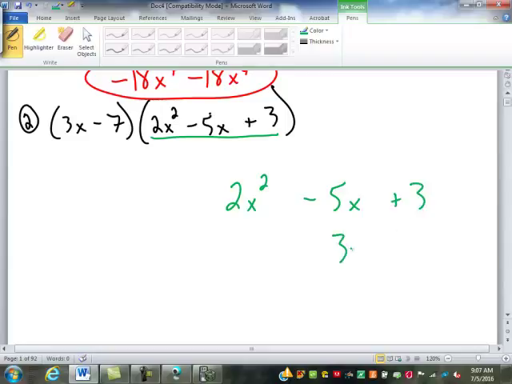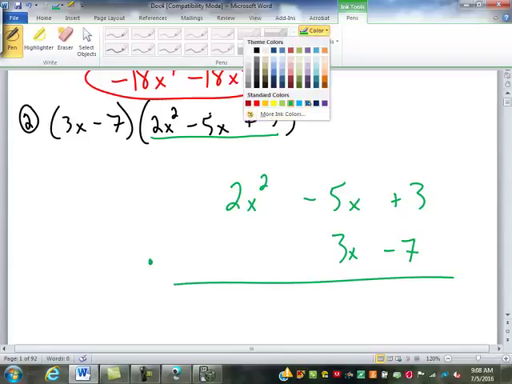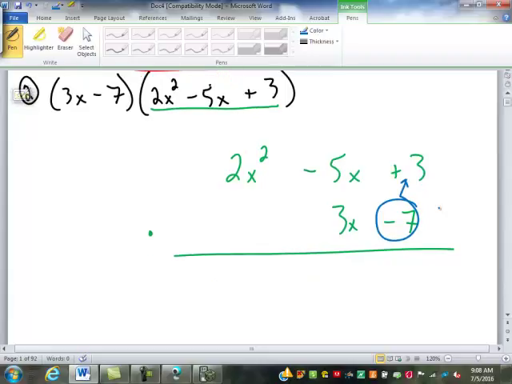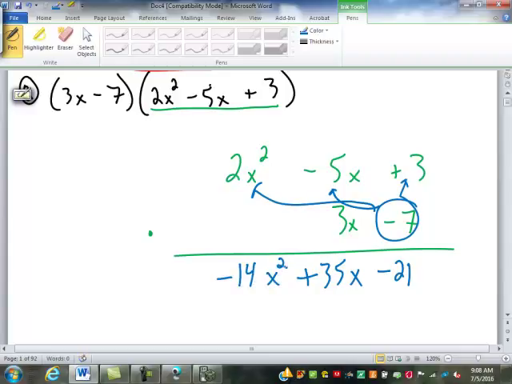Then putting the other one on bottom. And then we're just multiplying like we would with whole numbers. So negative 7 times 3 is negative 21. Negative 7 times negative 5x is a positive 35x. Good. Negative 7 times 2x squared. Negative 14x squared. Good. Now we come over to the 3x.